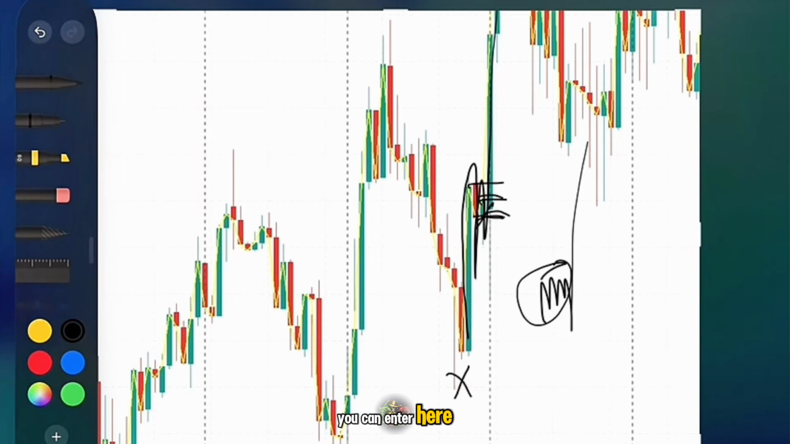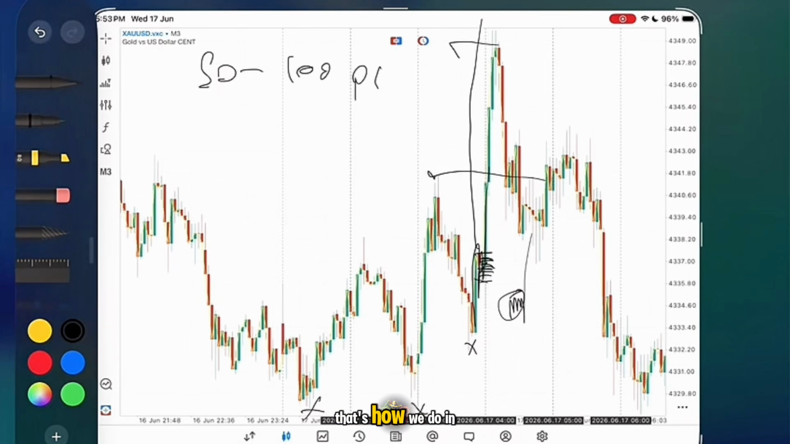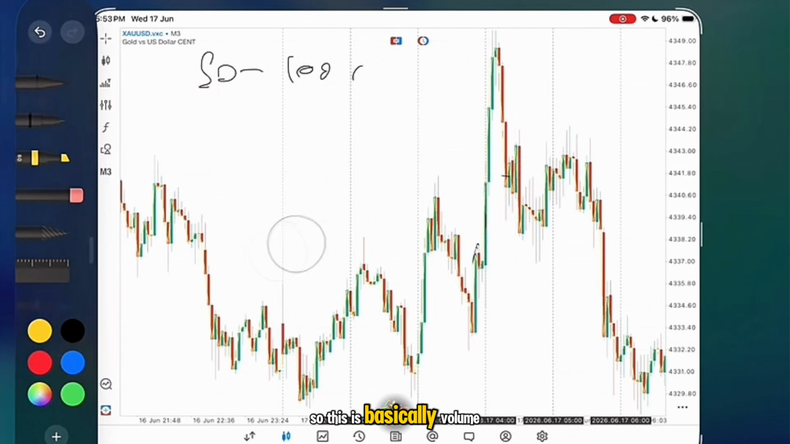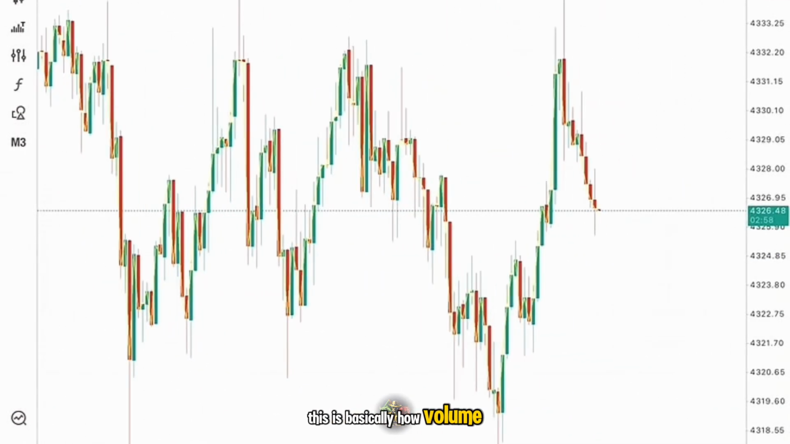You can enter here. Okay? Once you enter here, as you can see, this is your profit. You can either target this high or you can target by pips. I usually target 50 to 100 pips. That's how we do it in our trading. Okay? So this is basically how volume works.